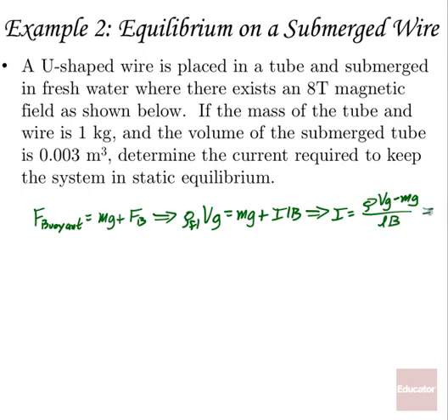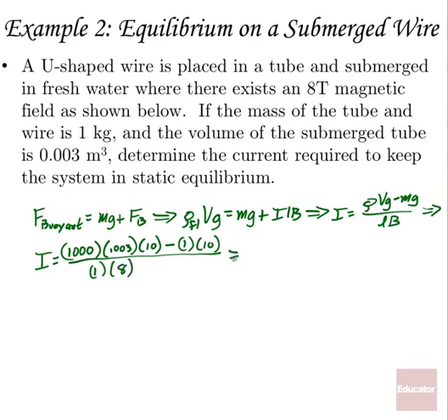LB. So now I can substitute in my values to find that my current is going to be our density of fresh water, 1,000 kilograms per meter cubed. The volume displaced is given in the problem as 0.003 cubic meters. The acceleration due to gravity, 10 meters per second squared, minus our mass, 1 kilogram, times g, 10 meters per second squared, all over the length. The length we have is 1 meter, times the magnetic field strength, 8 Tesla. Plug that into my calculator and I come up with a current of 2.5 amps required to hold that in position in a static equilibrium state.